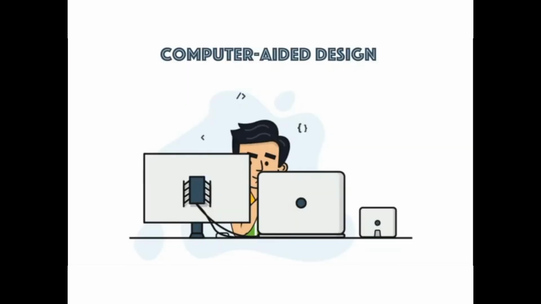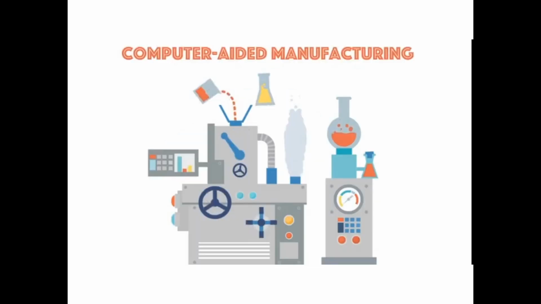Then we have computer-aided design. It allows firms to be more responsive to market demands, increases engineers' productivity, and improves accuracy. Then we have computer-aided manufacturing, the last technology. It uses computers to control the physical manufacturing process and provides greater precision, speed, and control over human production processes.